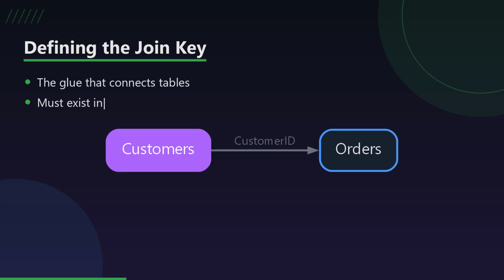Here is the trick. Every successful join relies on something called a join key. Think of this key as a specific address we use to locate the right row in the second table. In our example, the customer ID acts as that bridge between our customers table and our orders table.